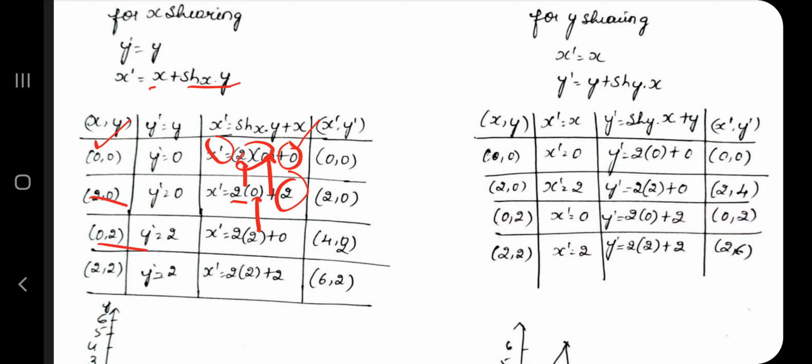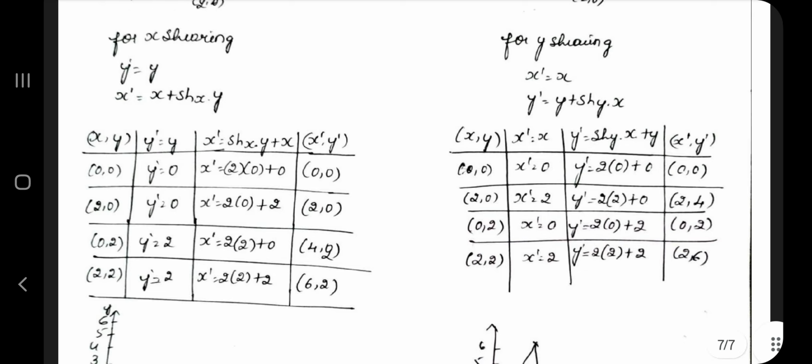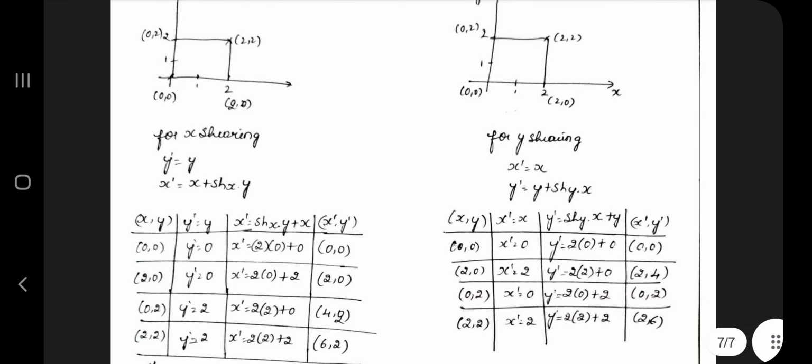Here it is 0 comma 2, so 0 added with x, and 2 is the y value getting multiplied with shx into y plus x. So that answer is what you get right there. In the same way, same thing goes for here also. For the y, what will be changing is only the y, x will remain the same. So first write x as same, then for y values what you will do is y plus shy into x.